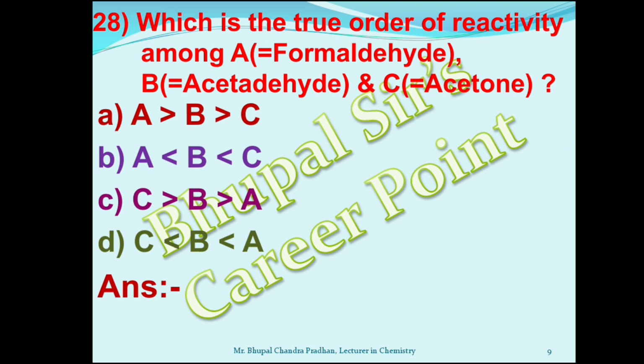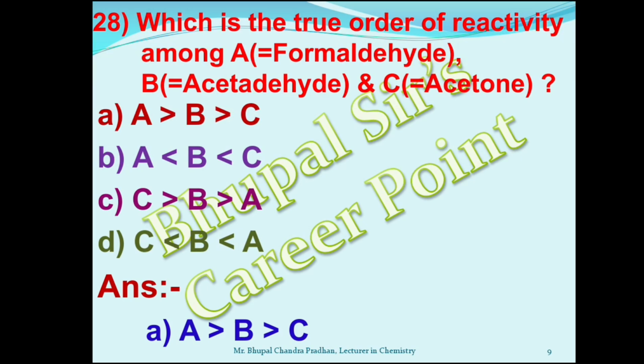In case of acetone, two methyl groups are attached to the carbonyl carbon, which are bulky and also plus I group. As two plus I groups are attached to the carbonyl carbon, they maximally compensate the deficiency of electron of the carbonyl carbon. So the reactivity is minimum in case of acetone, maximum in case of A, then slightly less in case of B, then less in case of C. Means A is greater than B is greater than C. So option A is the correct answer. Thanks for the students who have given option A as their answer in the live chat.